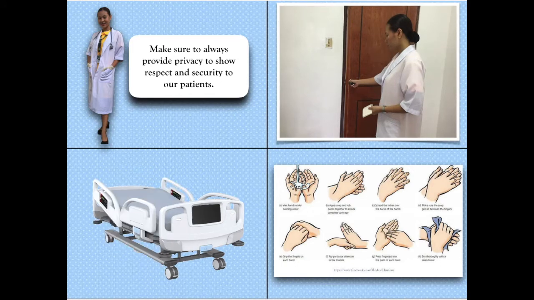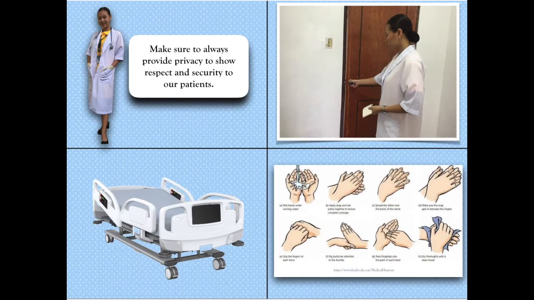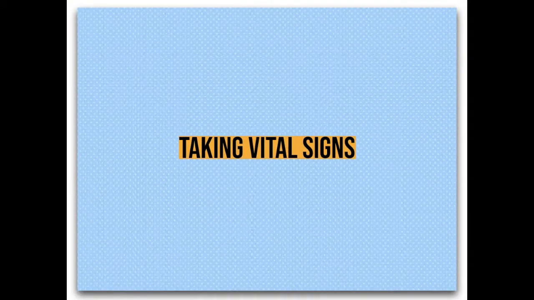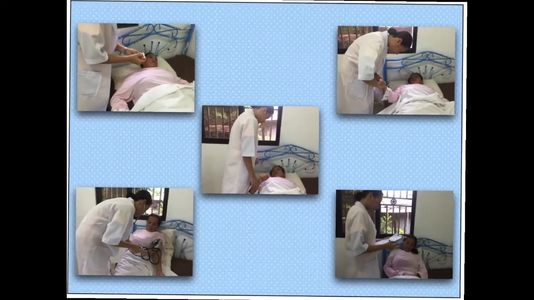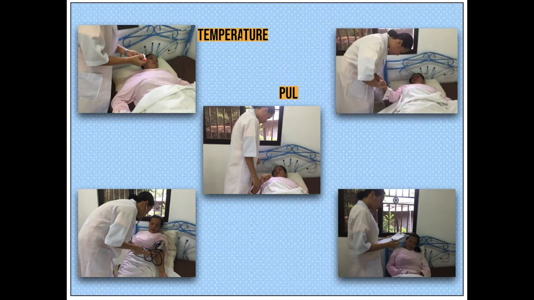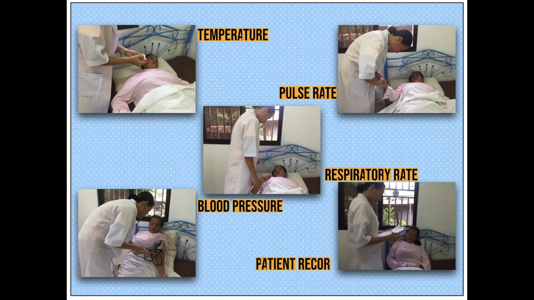Set the bed to a comfortable height to work and lower the side rails on the side that you will work on. Do hand hygiene. Proceed to taking their vital signs. Start with their temperature, pulse rate, respiratory rate, blood pressure, and then check the record.